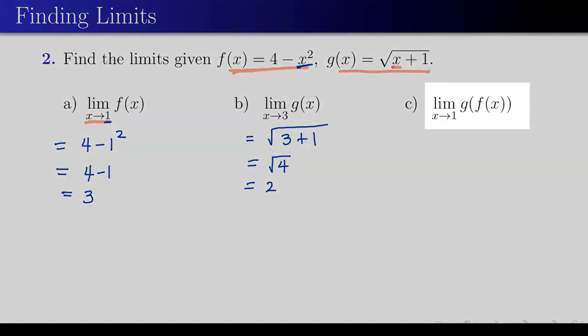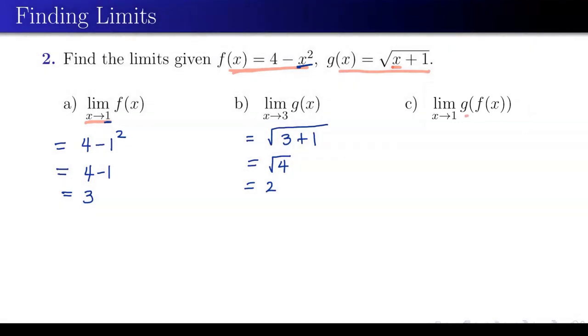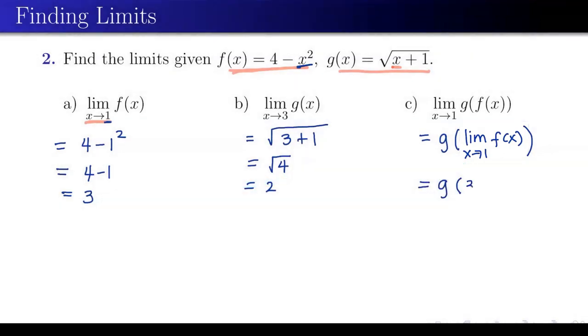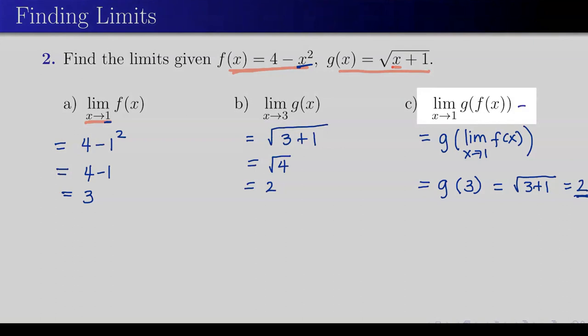Now, what about limit of g of f of x? If you recall, this is actually a composite function. So what's the limit of the composition of two functions? What's the formula? So this is just equal to g of the limit of f of x as x approaches 1. Okay, so what is limit of f of x as x approaches 1? That is our answer in letter A. And that is equal to 3. So this is therefore just equal to g of 3. And what is g of 3? Meaning just evaluate the function at 3. This is just equal to the square root of 3 plus 1, like what we got in letter B. And that is equal to 2. So therefore, the limit of g of f of x is equal to 2.